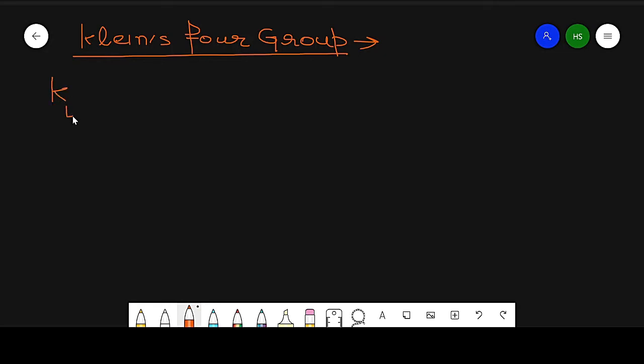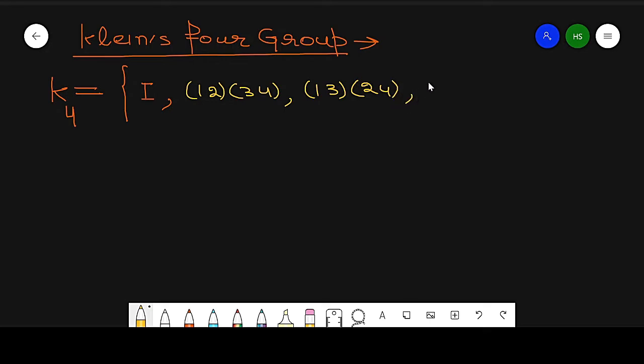For this group K, its elements are the identity, then (1 2)(3 4) first, (1 3)(2 4), and next is (1 4)(2 3). Check that: it is 1 with 2, then 1 with 3 and 1 with 4. With 1 and 2, the remaining are 3 and 4. And similarly (1 3)(2 4) and (1 4)(2 3).